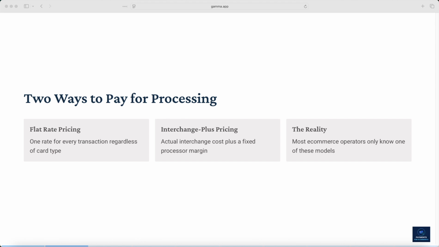The second is Interchange-Plus pricing, and this is the traditional model in payment processing. And this is where you pay the actual underlying cost of the transaction plus a fixed, transparent margin that goes to your processor. And here's the thing: most e-commerce operators have only ever been on flat rate. It's what Stripe, Square, and PayPal all use. And because it's so common, most people assume it's just how payment processing works. It's not. There's another option, and it's worth understanding.